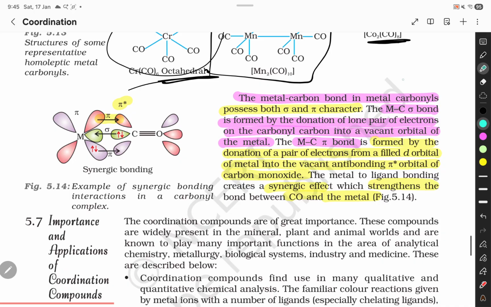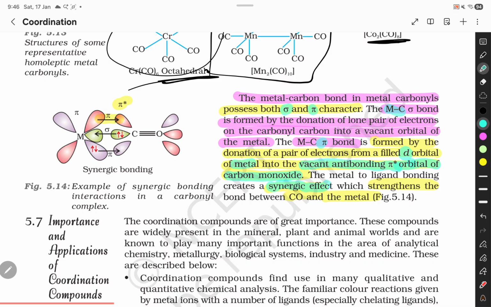So the metal carbon bond in metal carbonyls possesses both sigma and pi characteristics. The M-C sigma bond is formed by the donation of a lone pair of electrons on the carbonyl carbon into a vacant orbital of the metal. But for the pi bond, they said both sigma and pi, right? So for the pi bond, the metal donates a pair of electrons from the d orbital of the metal to the vacant anti-bonding sigma star orbital of carbon monoxide. This can be 100% asked.